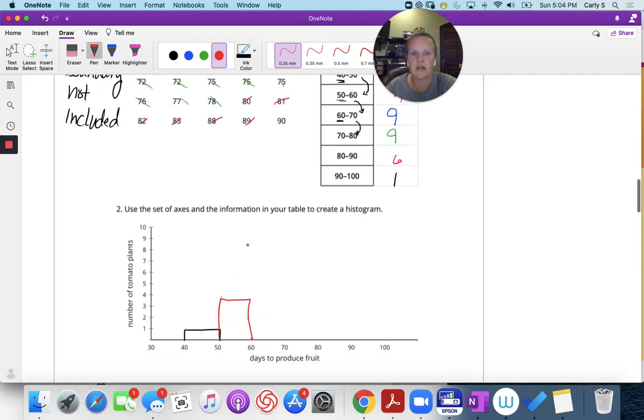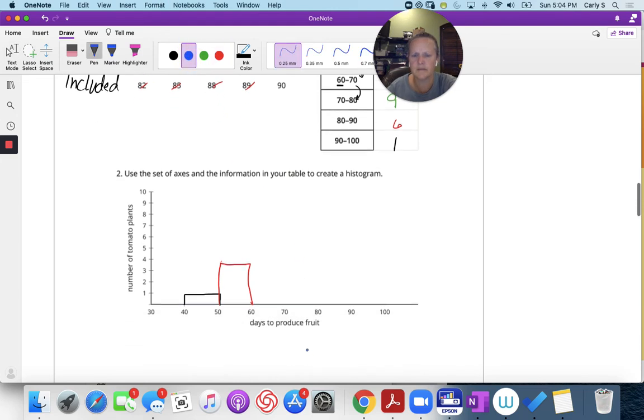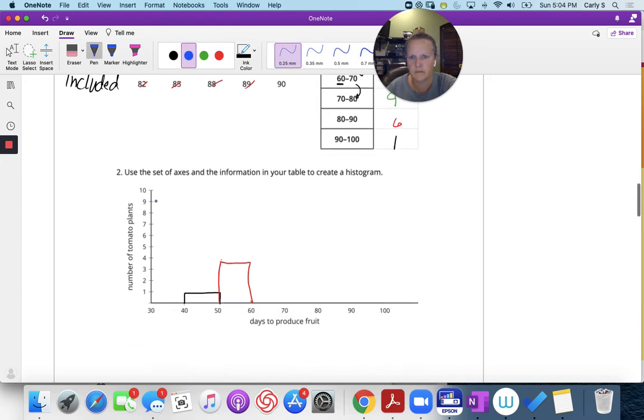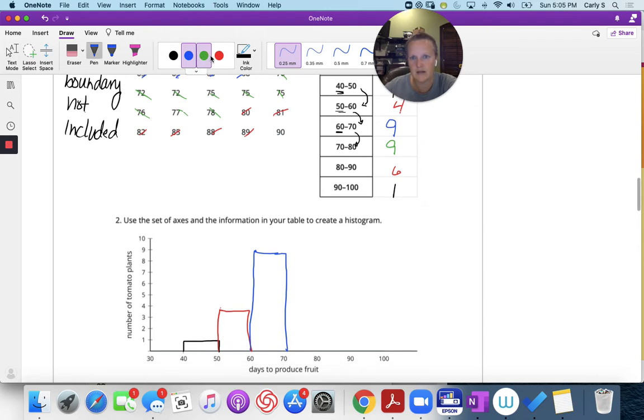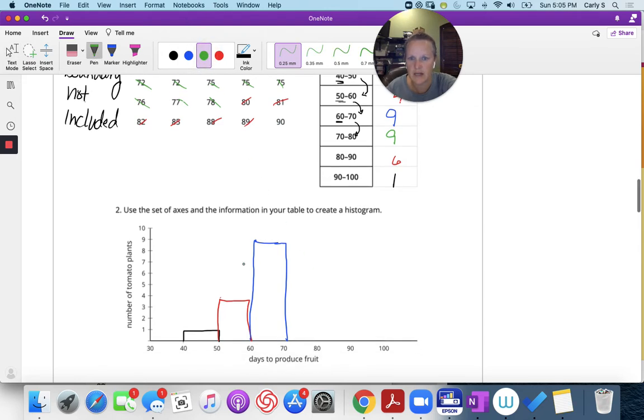Not a very straight line, sorry. Then we had 9, 60 to 70. And then we had 9 again from 70 to 80. See how my vertical lines occur at the right interval on the horizontal axis. Then we had 6.